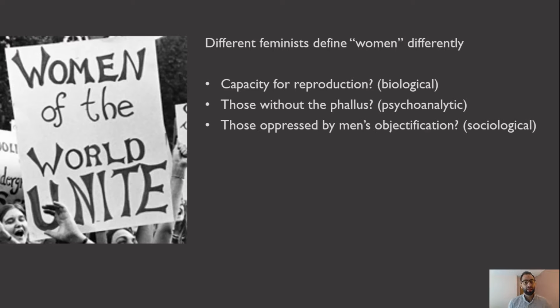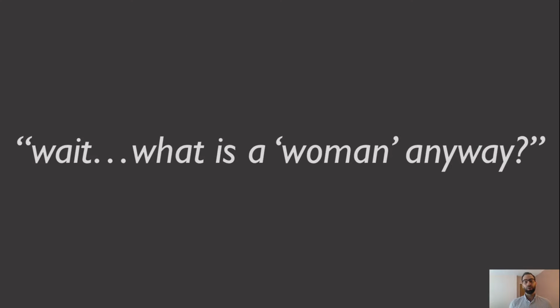Third, let's say that in a more sociological and nebulous definition of woman, you could say those oppressed by men's objectification. And this seems an even more difficult kind of thing to define, especially if you want to say that everyone is oppressed by men's objectification, just to different degrees. Men are too.